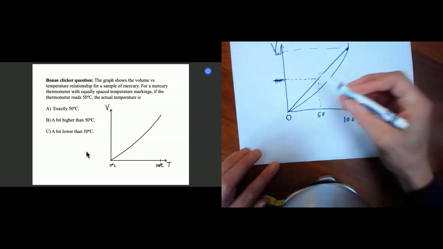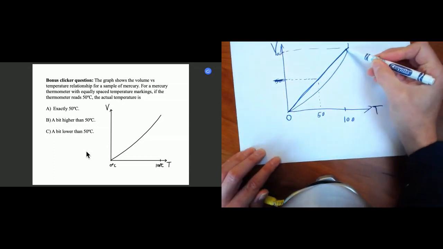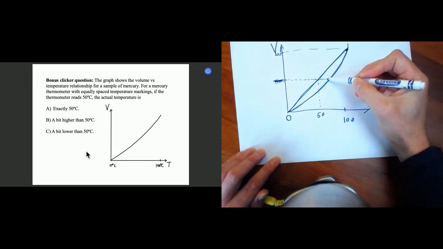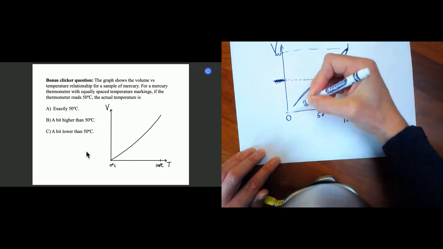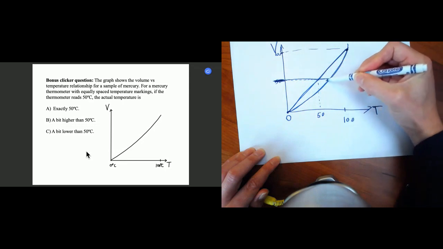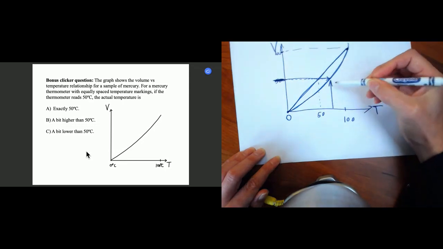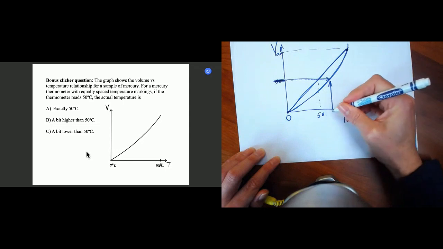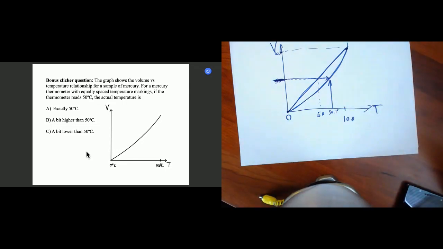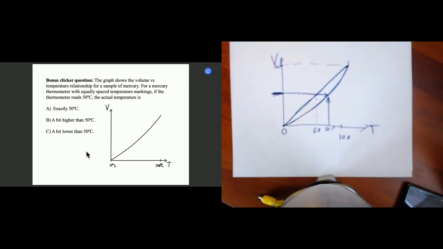But this isn't the real graph of how mercury expands. This was the real graph. If you look at the place where you're halfway between the volume at 0 and the volume at 100, and then look at the real graph, you see that the temperature is actually a little bit higher than 50. This is probably greatly exaggerated, so maybe it's 50.1 degrees, something like that. Okay, so there you can see that. I'm going to go back here.